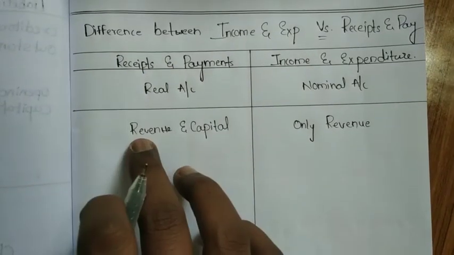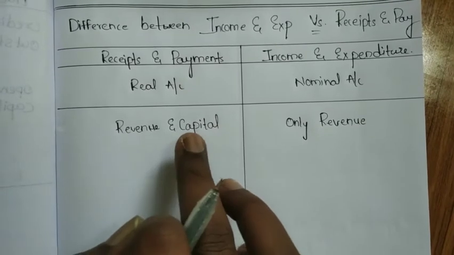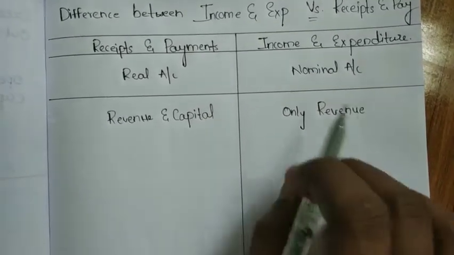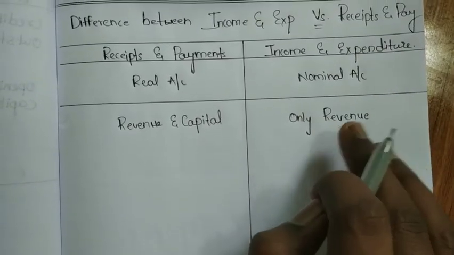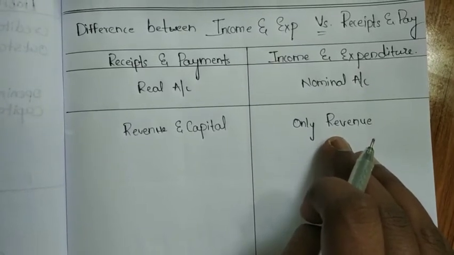In receipts and payment account, we will record all the receipts and payments of revenue nature as well as capital nature. When it comes to income and expenditure, as I said, it is like a P&L account. We will take only the revenue nature of income and revenue nature of expenditure.